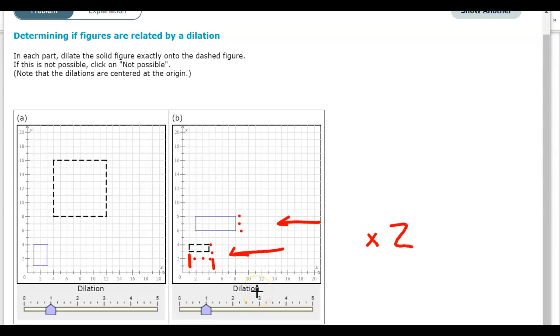So this one is possible. We can do it. All right, I think we got one more, and then we're going to be done, you guys.